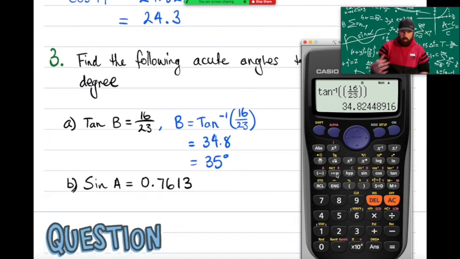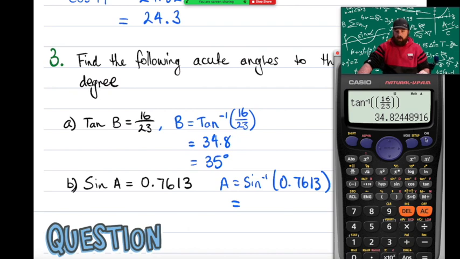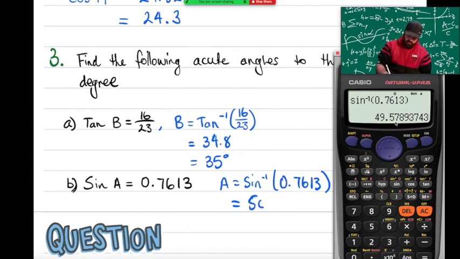And for question B, I'm going to do the exact same thing again. A is equal to inverse sine, sine to the minus 1 of 0.7613. I'm just going to type that on my calculator. So clear, shift, sine, there's the minus 1 of 0.7613. Close that bracket, hit enter, and you can see it's 49.57. Rounding that to the nearest degree, we get 50 degrees.